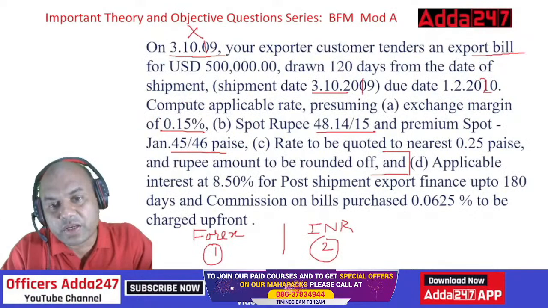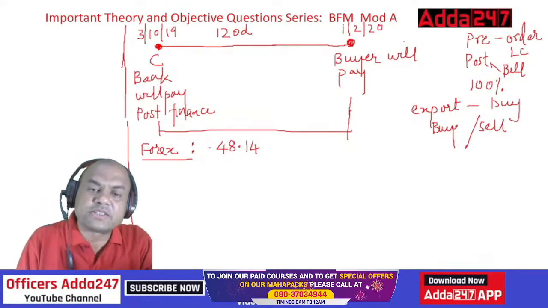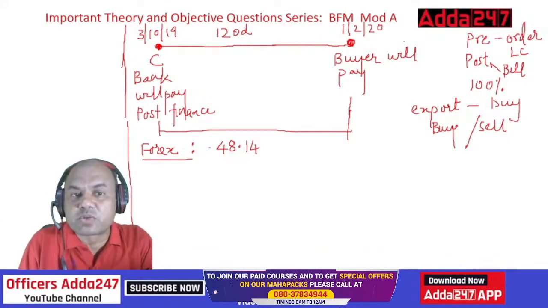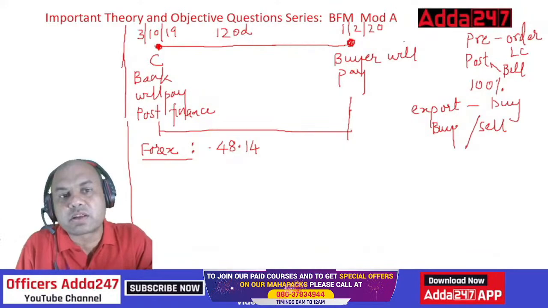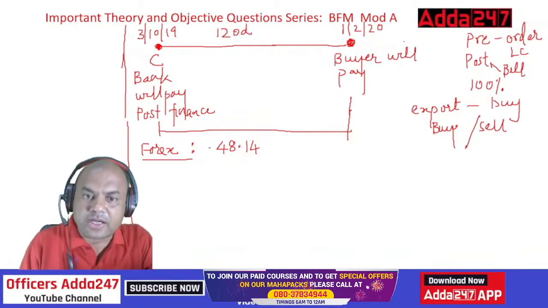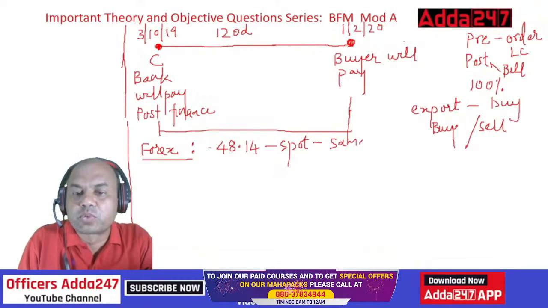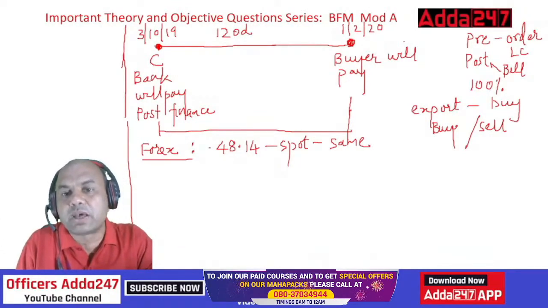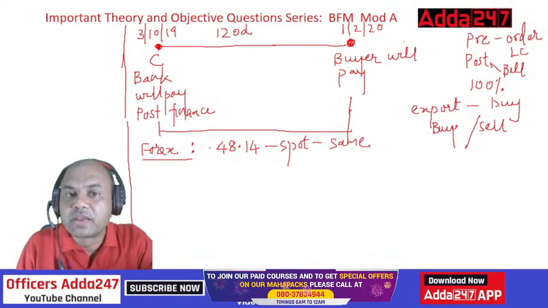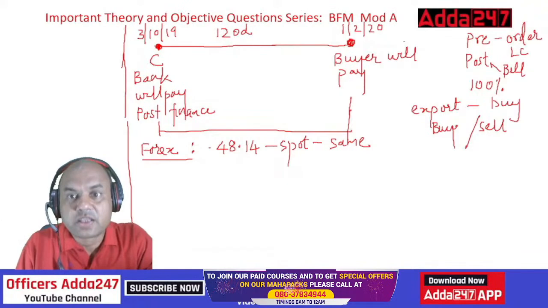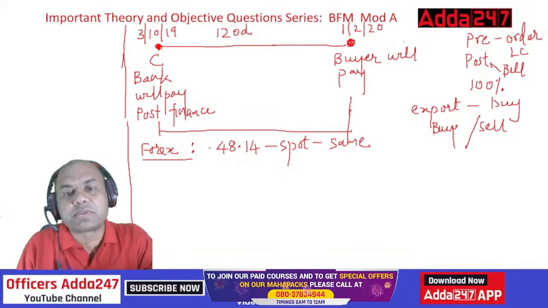Now should I apply this 48.14 only? This rate is applied when I am doing this transaction on this date only, 3/10/2019. If I am doing the transaction on the same date, this is known as a spot rate. Spot is always applied on the same day. If the buyer was paying today only, meaning 3/10/19, then I would have applied the TT rate.